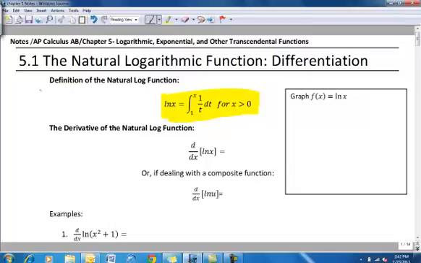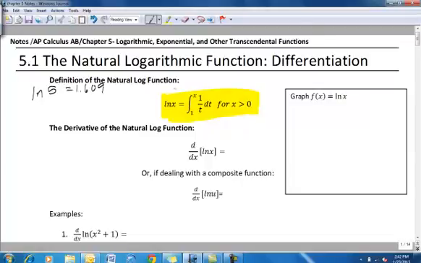Here's what I want you to do. Let's just test it out with something real basic. In your calculator, I want you to calculate ln of 5. I'll do the same thing here. So if you calculate ln of 5, you get approximately 1.609.